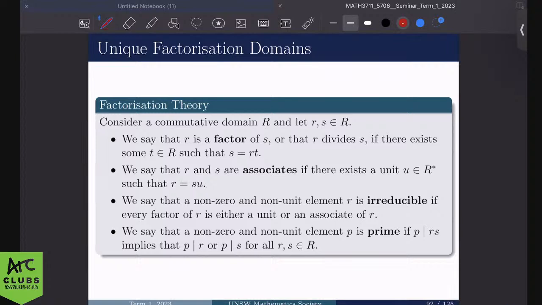So to actually define unique factorization, you need a few properties of a domain. But not all domains have unique factorization, as we just showed. Before we talk about that, we have to talk about some definitions of factorization theory. Okay, so R is a factor of S if there exists some number T in the ring or in the domain such that S equals RT. So you can take R, multiply by something, and you'll get S. Okay. That's what factor means.